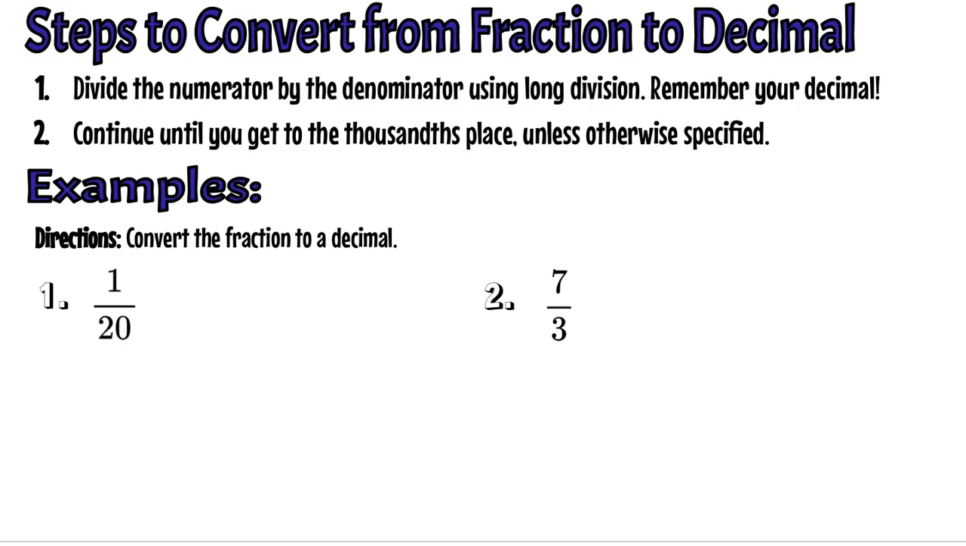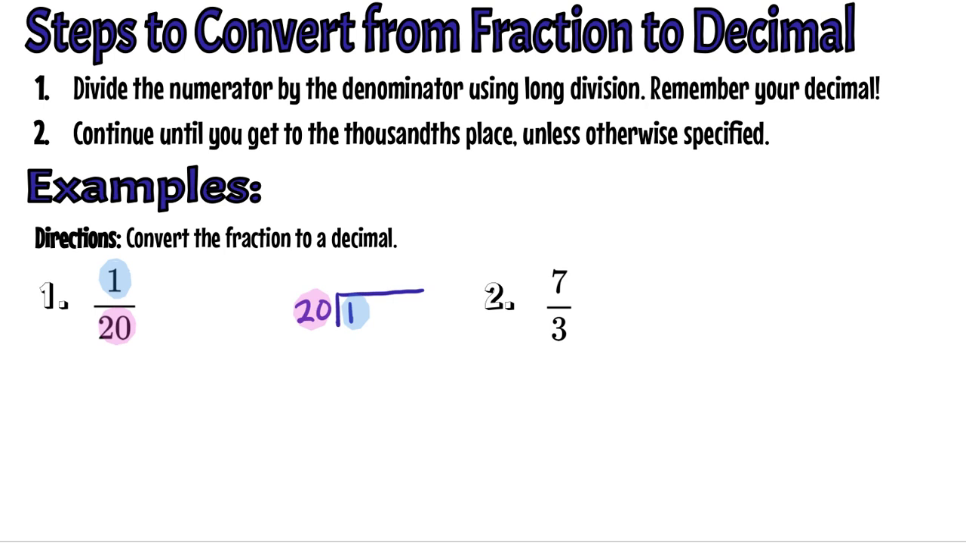In these first examples, we are going to convert from a fraction to a decimal. The first step is to set up a long division problem where we divide the numerator by the denominator. And the second step, we want to continue until we get to the thousandths place, unless otherwise specified. So we want to set up the long division problem such that our numerator, 1, is the dividend of our division problem, and our denominator, 20, is the divisor of our long division problem.